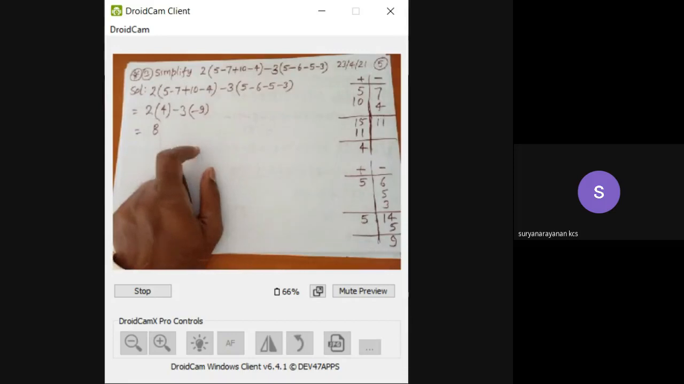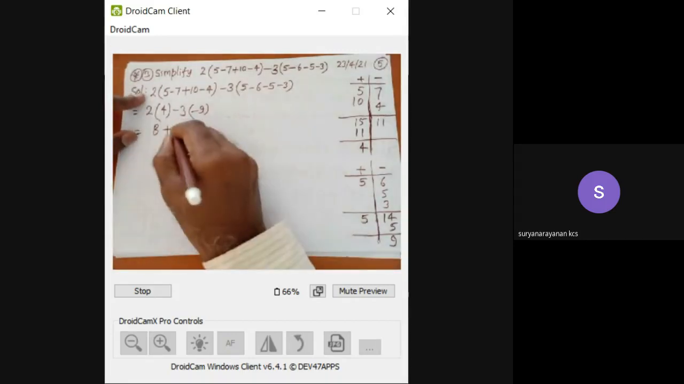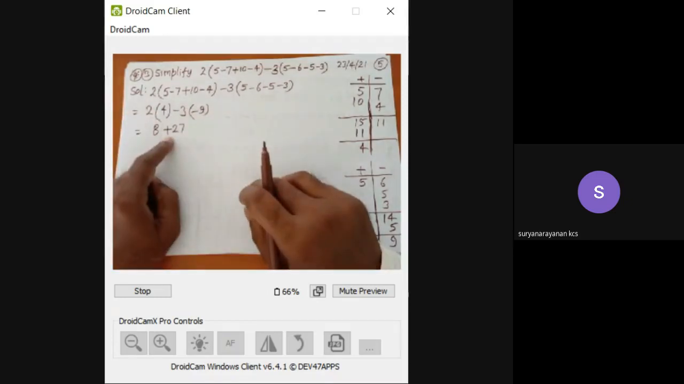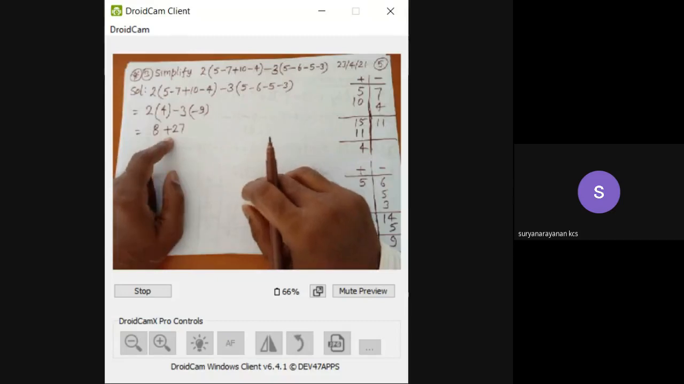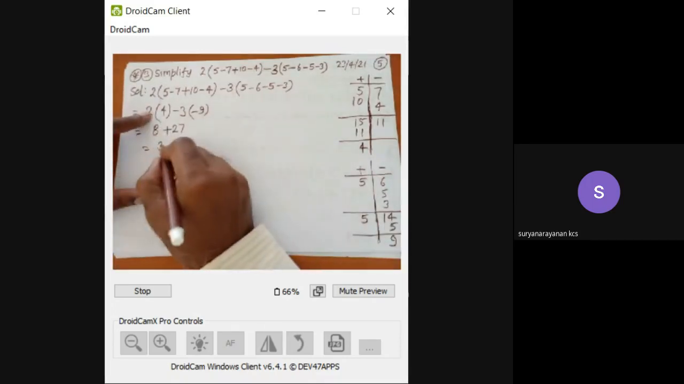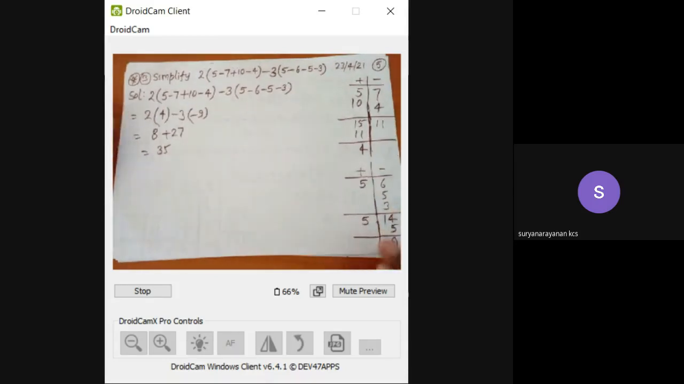Yes, very good. Plus 27. Minus into minus we get plus 27. We should keep this plus sign also. Don't write directly 27 without the sign. Now 8 plus 27. What will you get here? 35. Okay, my dear children. Like this, we have to simplify mathematical expressions by following these rules, by following these steps.